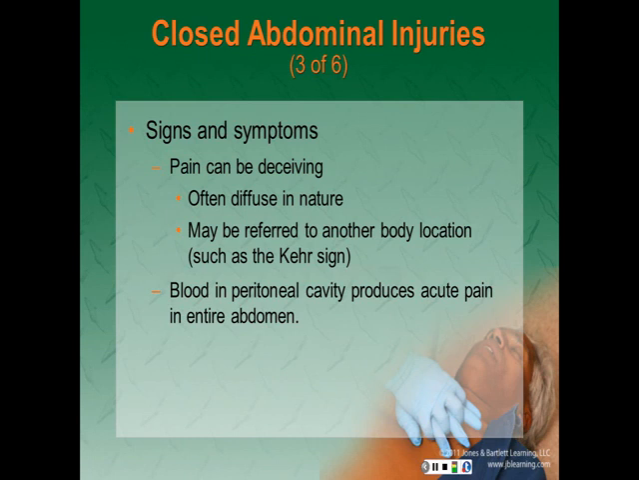Blood in the peritoneal cavity produces acute pain in the entire abdomen. The pain spreads as the blood or contaminant seeks out the voids in the peritoneal cavity, and often a jarring motion, like rebound tenderness or Blumberg sign, will alert the provider to peritonitis, or inflammation of the peritoneum.